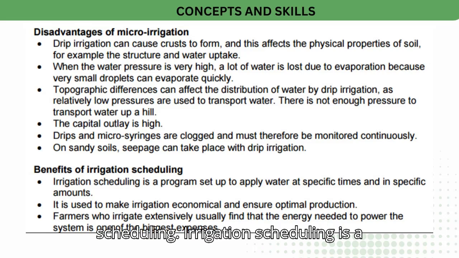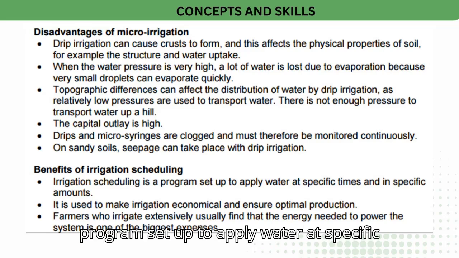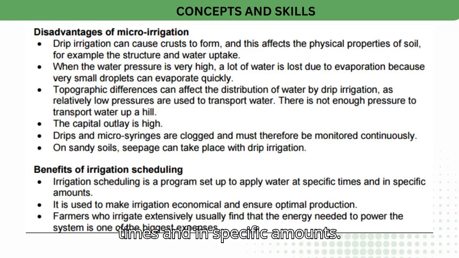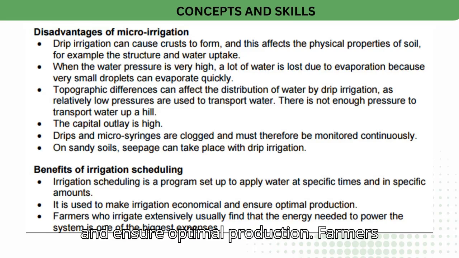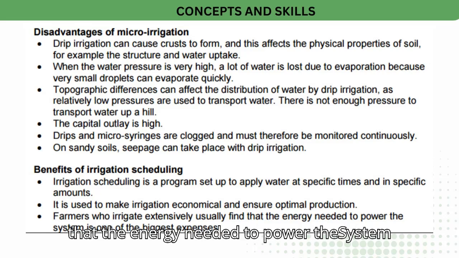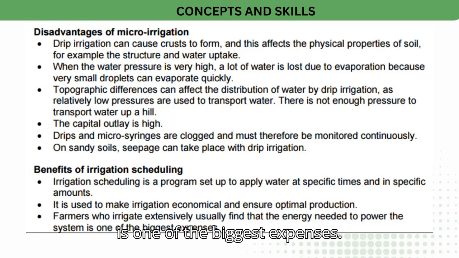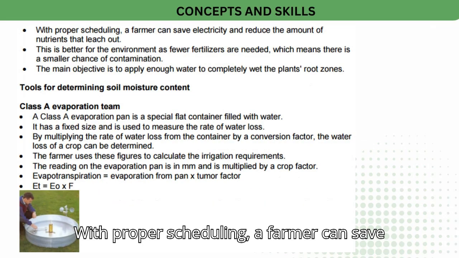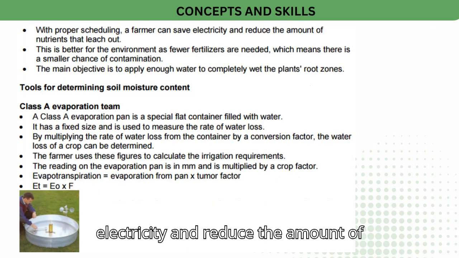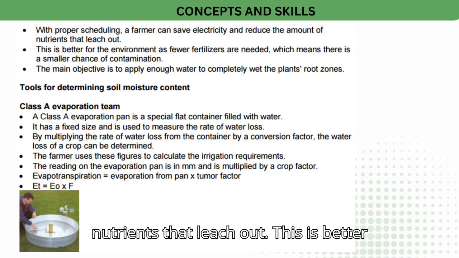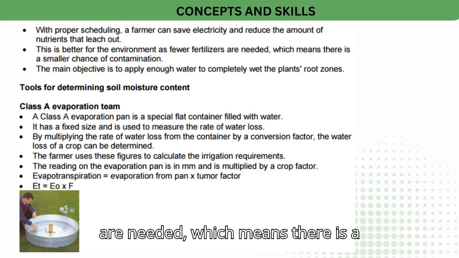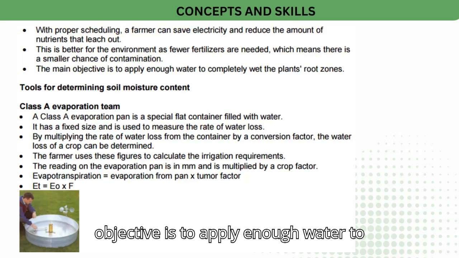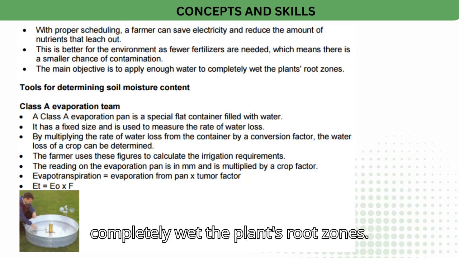Benefits of irrigation scheduling. Irrigation scheduling is a program set up to apply water at specific times and in specific amounts. It is used to make irrigation economical and ensure optimal production. Farmers who irrigate extensively usually find that the energy needed to power the system is one of the biggest expenses. With proper scheduling, a farmer can save electricity and reduce the amount of nutrients that leach out. This is better for the environment as fewer fertilizers are needed, which means there is a smaller chance of contamination. The main objective is to apply enough water to completely wet the plant's root zones.